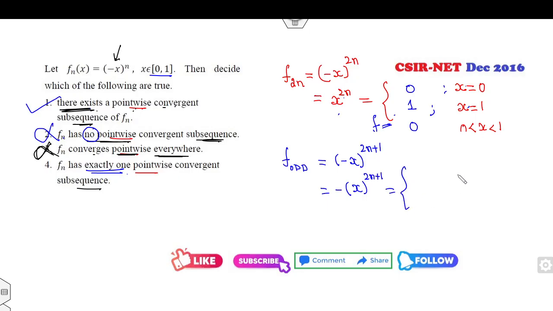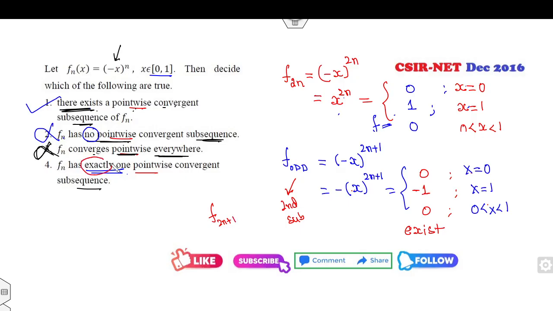And if you take the subsequence, again x is 0, x is 1, x lies between 0 and 1. If x is 0, the answer is 0. If x is 1, the answer is minus 1, and 0 otherwise. Again you can see the limit exists. So the second subsequence, f of 2n plus 1, also converges. But the option said exactly one, so this option is also cancelled. A is right.